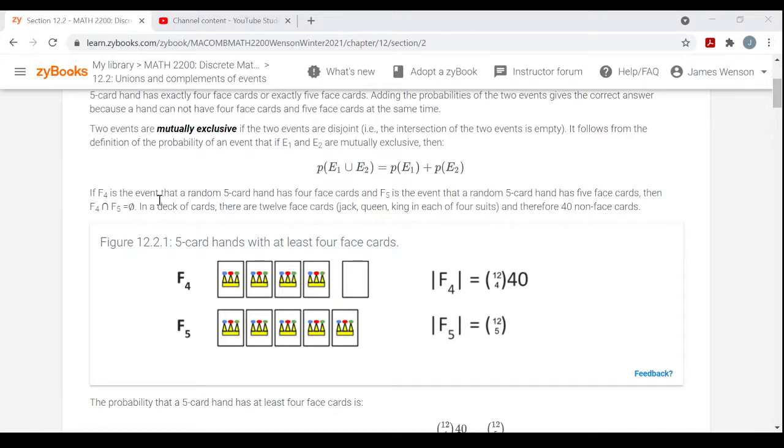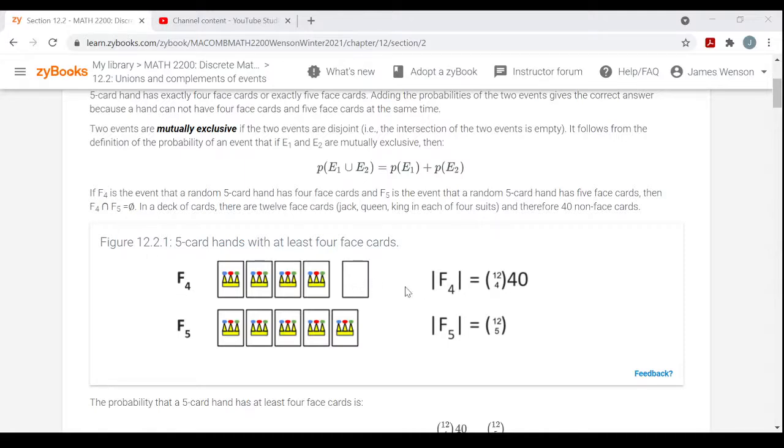And they're calling F5 the event that you have exactly 5 face cards in your hand, and their intersection would be empty, right? Because again, you can't have both. Can't have exactly 4 and exactly 5 face cards at the same time.